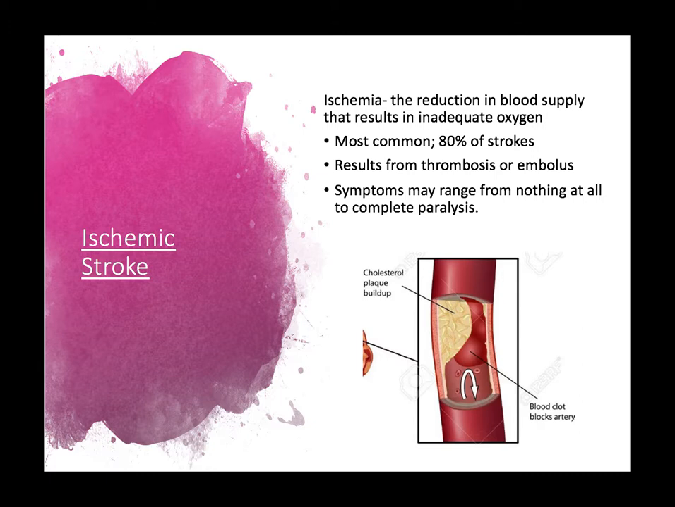So this is actually the most common stroke that you're going to find out in the field. 80% of strokes are ischemic strokes. And like I said, they're going to result from a thrombosis or an embolus. So the plaque buildup or a blood clot. It's going to block the blood flow. So sometimes your patient might portray very mild to no symptoms or complete paralysis and loss of consciousness. It can really go from mild to, oh my God, this is really bad.